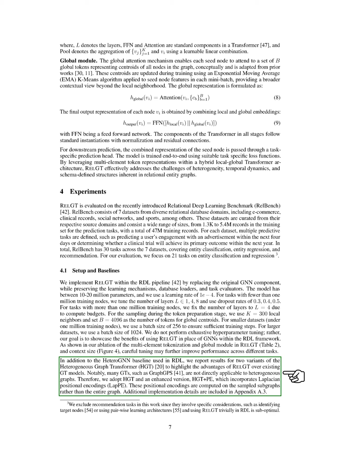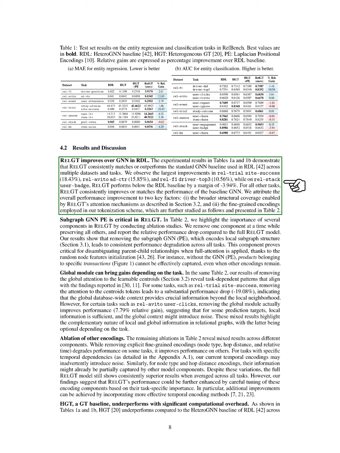Section: Results and Discussion. In this section, we present our results and discussion on the performance of RELGT compared to the standard GNN in RDL. Our experimental findings show that RELGT either matches or surpasses the GNN baseline across various datasets and tasks. We see the most significant improvements in REL trial site success, REL Avita ad center, and REL F1 driver top 3, while RELGT falls short on REL stack user badge by a small margin. For all other tasks, RELGT consistently performs better or at least equal to the GNN baseline.